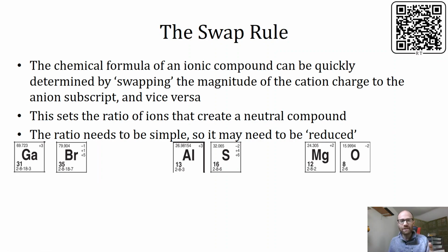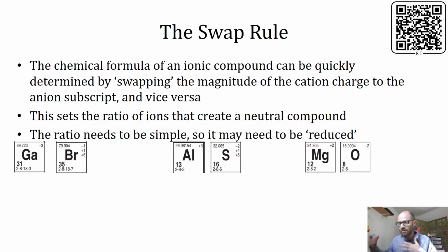For quickly figuring out the chemical formula of your ionic compound, we have something called the swap rule. Notice that I'm not putting quotation marks on either the word swap or the word rule, which means this one is actually a rule, and it actually involves swapping. The idea is that if we can quickly determine the ion charges that are made, we can quickly determine what ratio of ions is needed to make a neutral ionic compound.